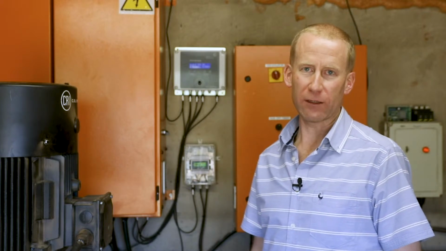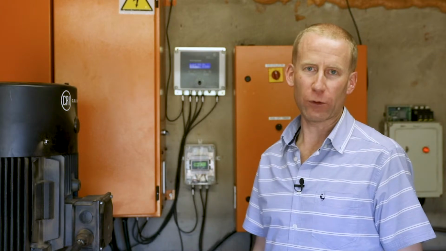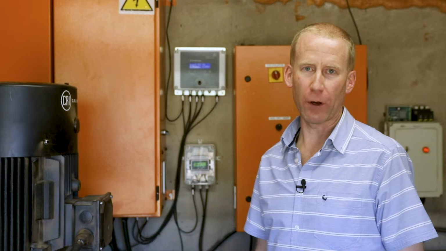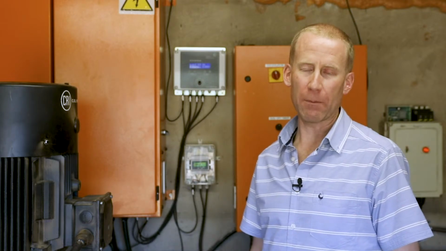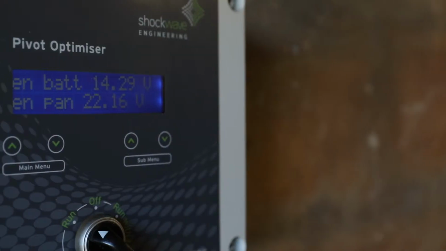The Pivot Optimiser limits the maximum flow rate, pump outlet pressure, and power consumption during all operating conditions. This prevents excessive pressures which may damage pipeline, excessive flow rates which may damage the pump, and excessive currents which may damage the motor. The minimum pump outlet pressure and minimum flow rate can also be set.